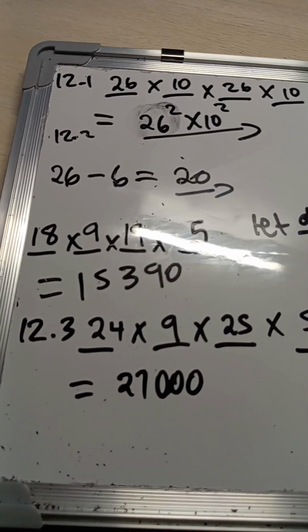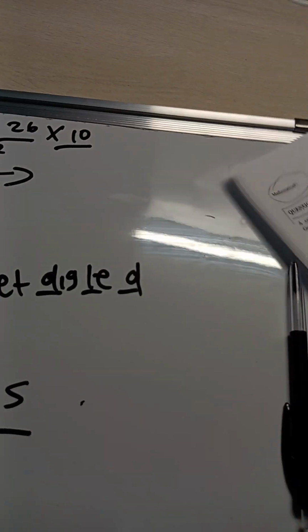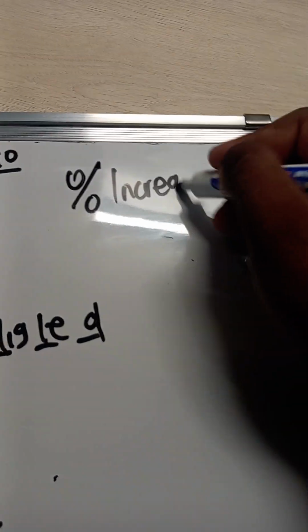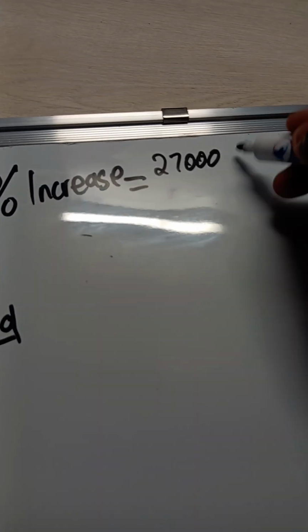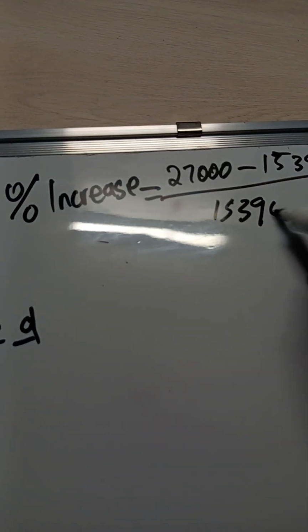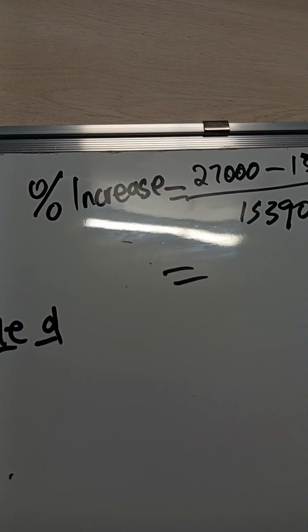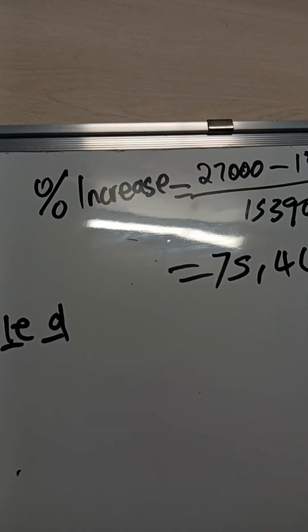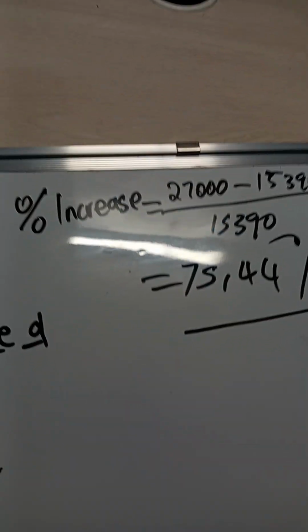Which gives me 27,000. Now for me to find the percentage increase, what am I going to have? I'm just going to have 27,000 minus 15,390 over 15,390. Then you are just going to multiply by 100, obviously. Then you're going to get 75.44%, which is the final paper.